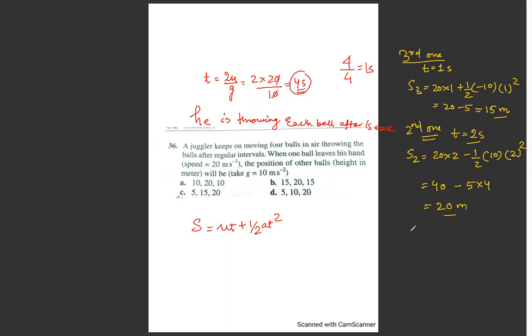Similarly, the first one must have traveled for 3 seconds. So t is equal to 3 seconds. I'm finding out the position. Position can be in this direction or that direction. We'll be getting it from the equation. S is equal to 20 into 3 minus half into 10 into 9.